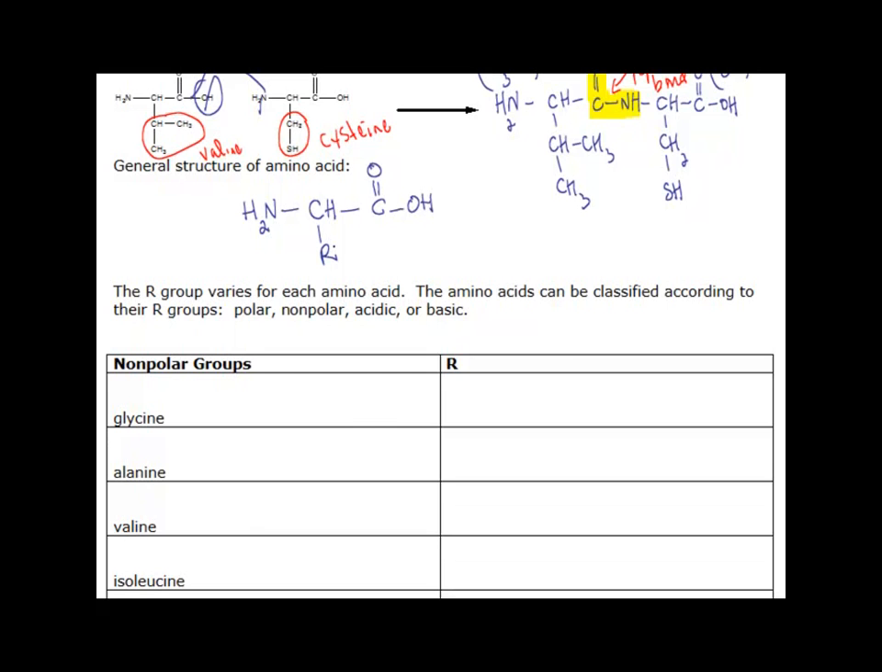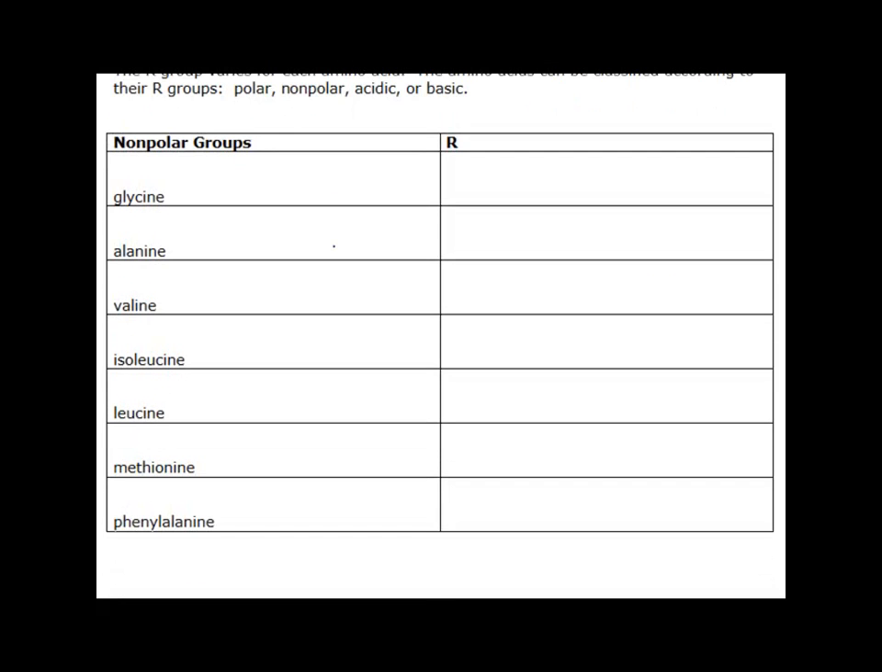So we're going to go through the nonpolar amino acids first. So nonpolar groups, they don't want to mix with water. So the first nonpolar R group is for glycine, and this one is just a hydrogen where the R is. The next one is alanine, and alanine has a CH3. Valine has an isopropyl group, so it's CH, CH3, CH3. Isoleucine has a sec-butyl group.